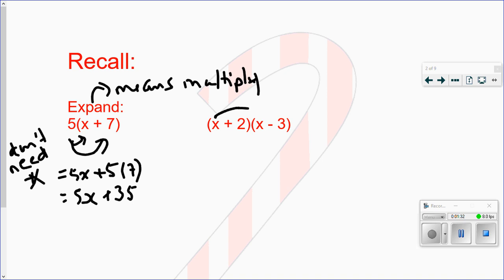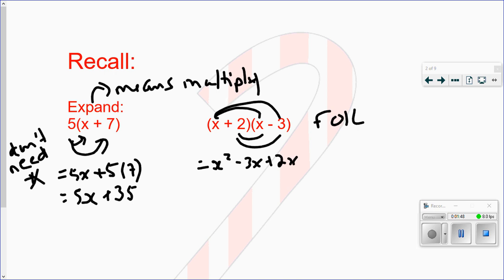And last chapter we looked at how to multiply binomials using FOIL. Okay, so hopefully we all remember that. Hopefully we're good with that, and away we go.